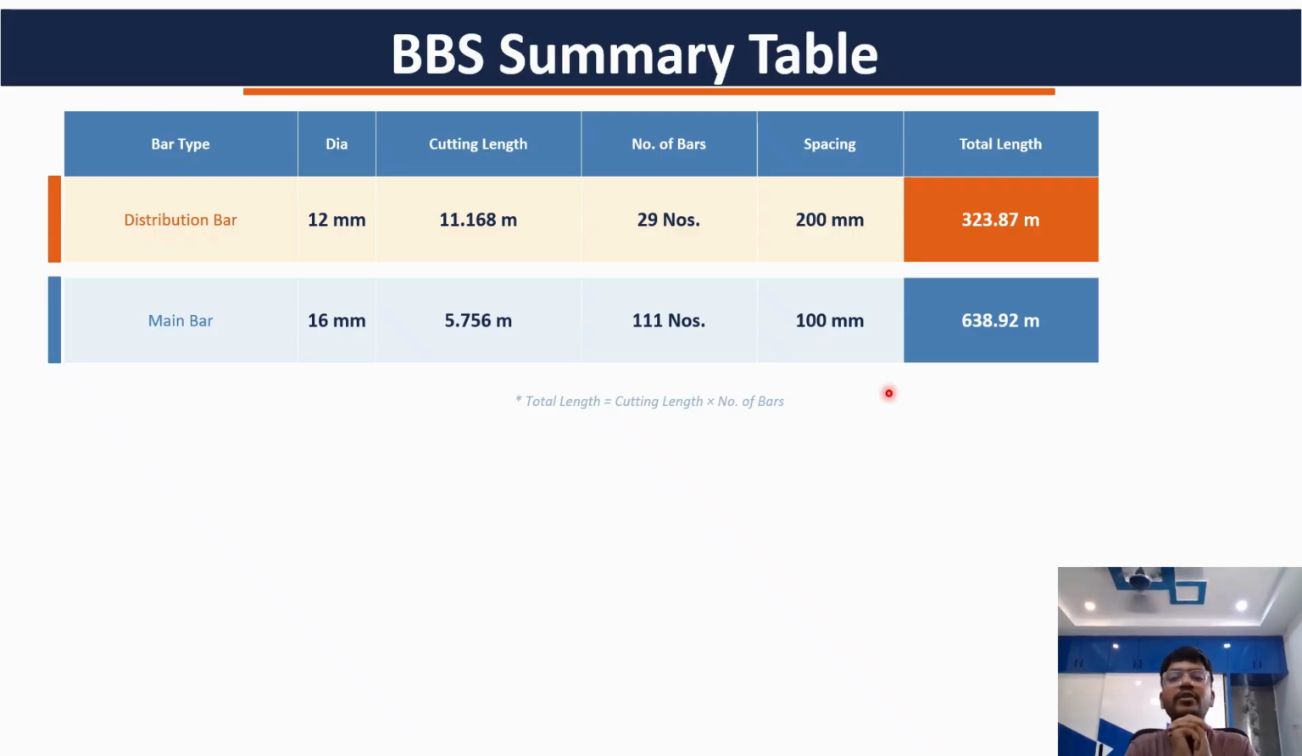If this lecture helped you understand BBS practically, then start practicing with different slab sizes yourself, because the more BBS problems you solve, the stronger your site knowledge becomes. And remember, structural drawing shows design and BBS converts design into execution.